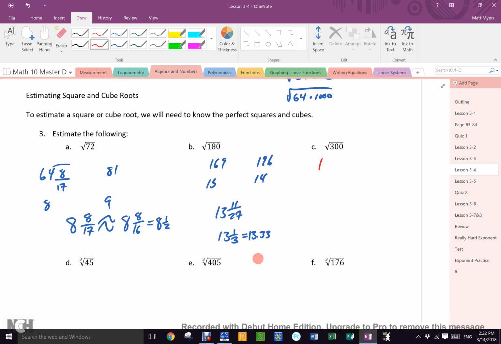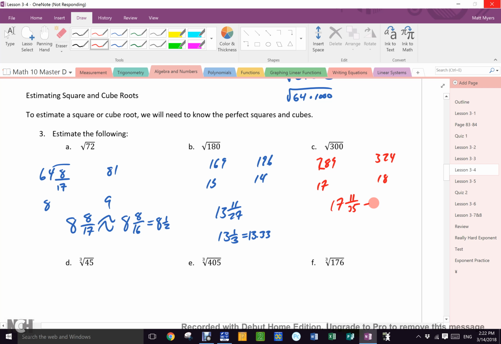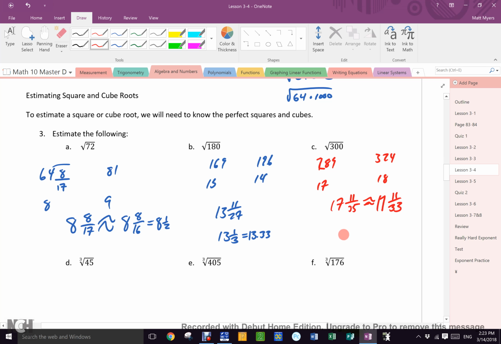What? Of course. So what's 300 between? 289, which is 17. 324, which is 18. It's how many steps from 289? 11. So it's 17 and 11 out of 35, right? Isn't that pretty close to 17 and 11 out of 33? Isn't 11 out of 33 1/3? So isn't that pretty close to 17.333? And what is it when you punch it into your calculator? That's okay. 17.32. Wow. Everybody see?